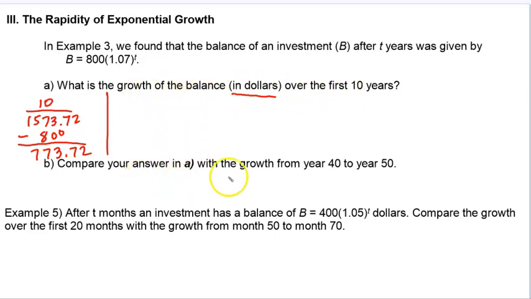All right, now let's take a look at, we got letter A. Now let's compare in letter B that number compared to the growth between years 40 and 50. So let's do the growth for 40 years. We're just going to put 40 in for T. Let's see what that is. 800 times 1.07 raised to the 40th power, and that is 11,979.57.